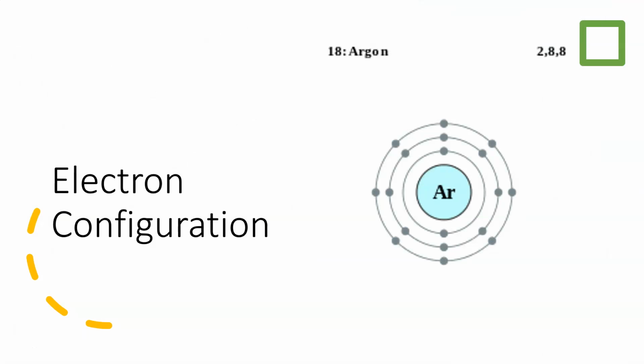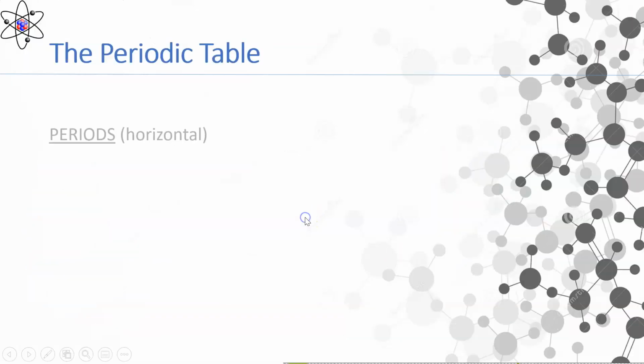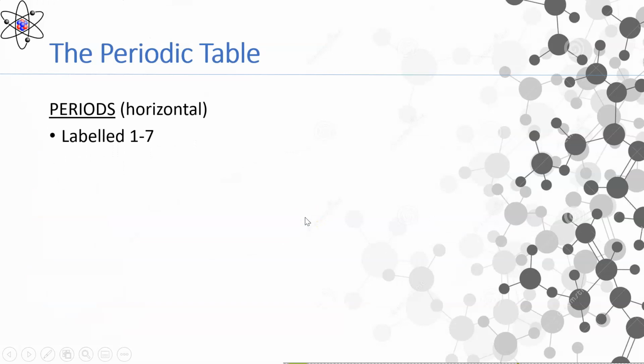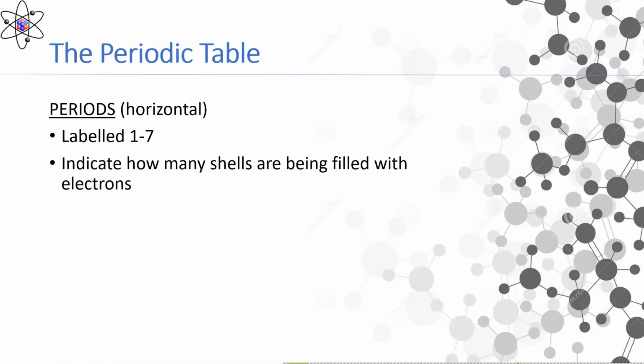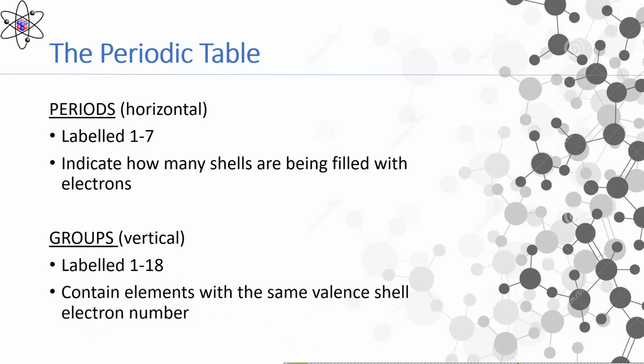So let's have a further look. Now, remembering electronic configuration is the arrangement of the electrons in each element. We've got to remember that because it's the arrangement of these electrons that decides which location in the periodic table an element falls. Those rows, the horizontal periods, are labelled 1 to 7. They indicate how many shells are being filled with electrons. Groups, vertical, are labelled 1 to 18, and they contain elements with the same valence shell electron number.